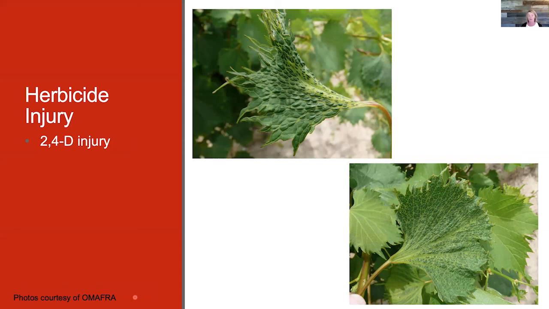These are some classic 2,4-D injury from OMAFRA. We see this a lot, even in our research plots. You can see that the leaves are strapping and that you have the venal chlorosis or yellowing of the veins. It's very easy to see down here. Not so easy to recover from as compared to glyphosate or Roundup damage.